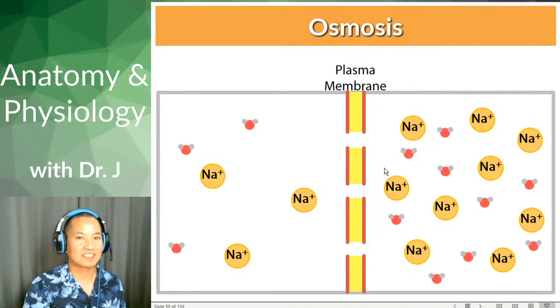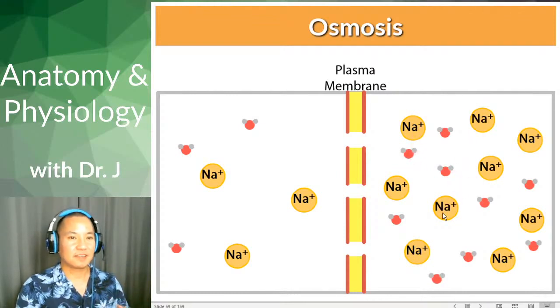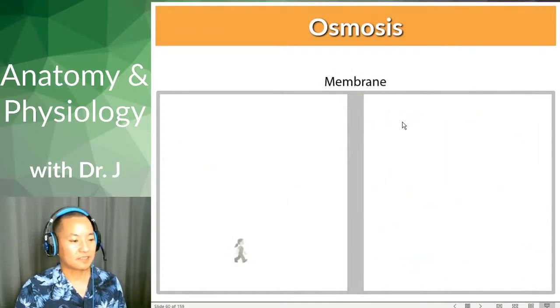Now we have an equal amount of water and sodium molecules in this example. Again, you're not going to find this in your cells. But now we have it balanced out so that there's a more equal water to solute ratio. The overall goal of osmosis is to balance out the concentrations on both sides of a membrane. It's kind of like people.